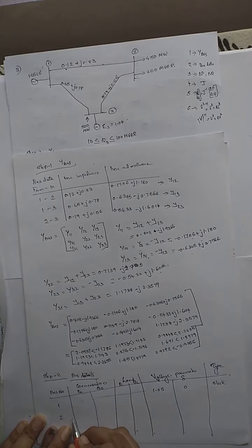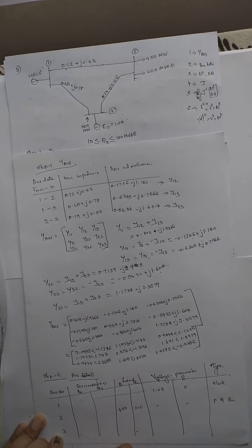For bus 2, what they have given is load values, isn't it? So that is 450 MW and 200 MVAR. I am converting it into per unit. I will take base as 100. So 4.5 and 2 will be my values. No voltage value is given, so this is definitely a PQ bus.